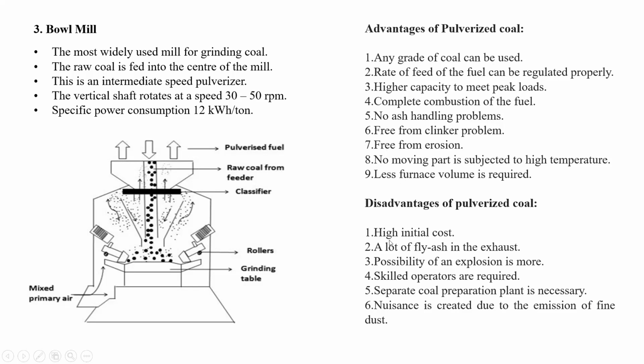But the disadvantages are high initial cost. A lot of fly ash is in the exhaust. Possibility of explosion is more, and this has happened; we have seen it, not in our plant but in other power plants. Skilled operators are required. A separate coal preparation plant is necessary. Nuisance is created due to the emission of fine dust. So these are the disadvantages of coal mills.